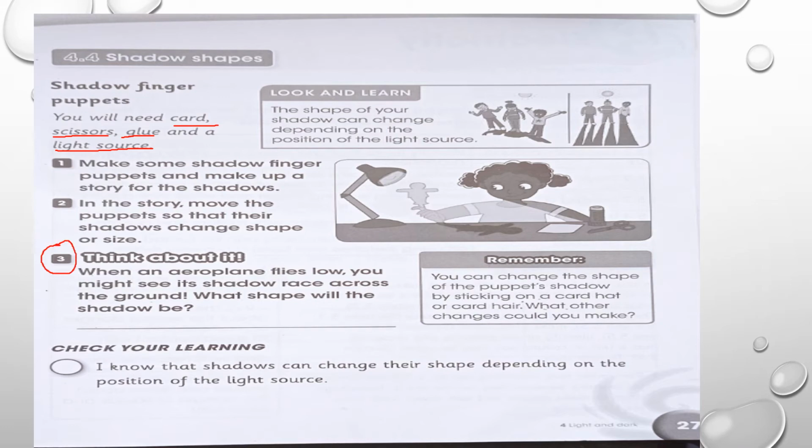Now let's look at number 3 here. They say, think about it. When an airplane flies low, you might see its shadow race across the ground. What shape will the shadow be? There is a line provided below here. We are expected to draw the shadow of the plane when it flies low on the ground.